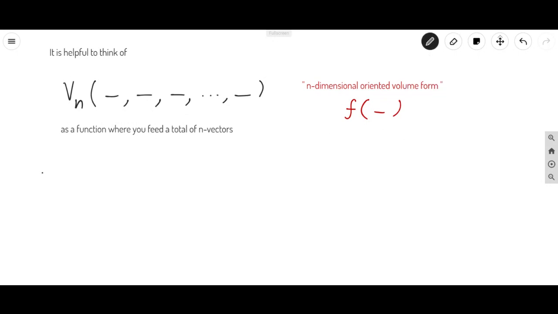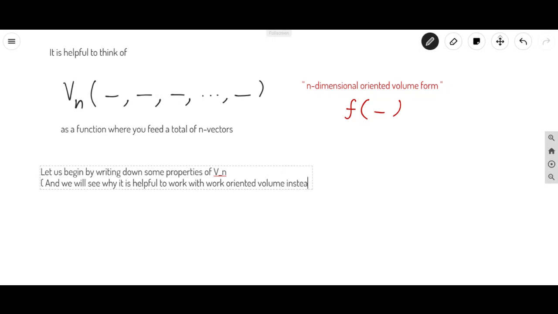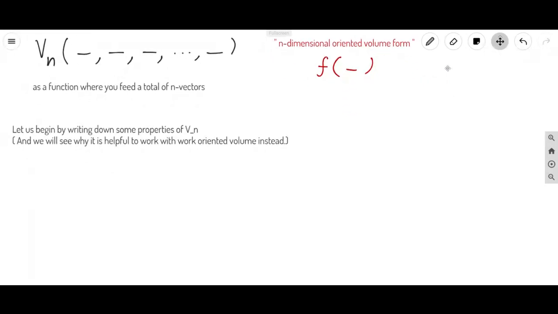So let us begin by writing down some properties of Vn, the volume form. And we will see why it is helpful to work with oriented volume instead. That's what we're going to notice here, that it's better to work with oriented volume. Mathematically it just works out better.